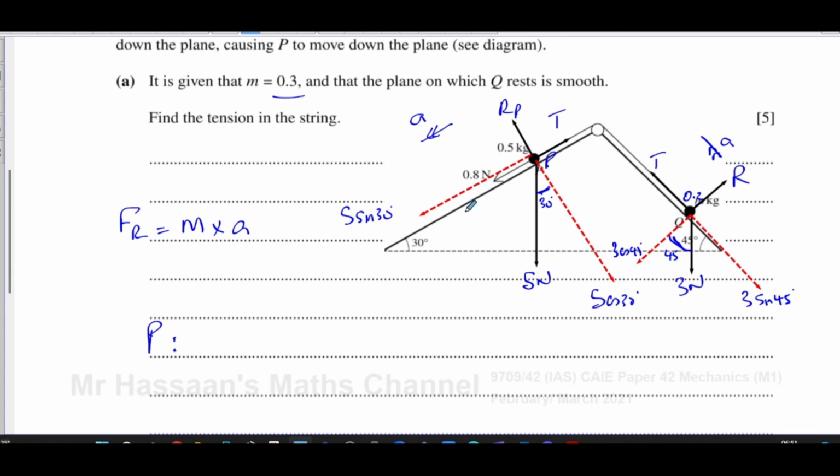So the resultant force in this case, if I resolve going down the plane, as it's moving that way, always resolve in the direction in which it moves or is trying to move. So you're going to have 5 sine 30 plus 0.8, those are the forces acting down, minus the tension, not equals. It's the resultant force, minus the tension, is equal to the mass, which is 0.5, times the acceleration, which we don't know.